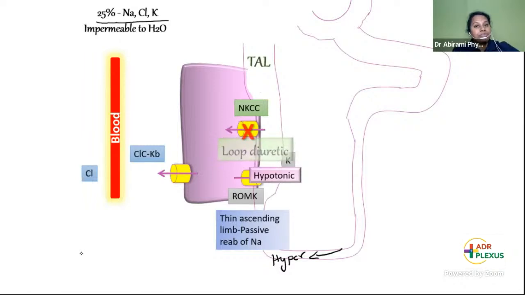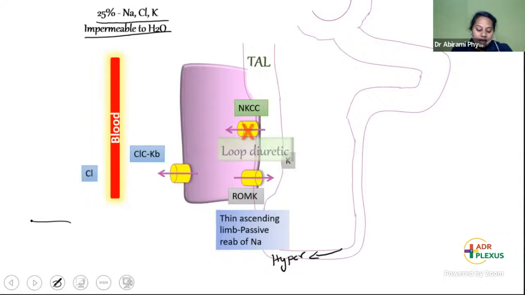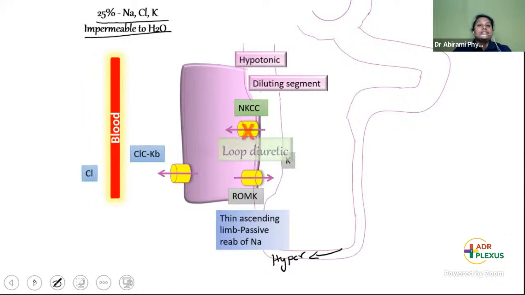What is the tonicity of the fluid which leaves this portion? Yes, can you think and answer? Will it be isotonic? Will it be hypertonic? Or will it be hypotonic? See, this part is impermeable to water. So water is not reabsorbed. Only salts are reabsorbed. So water stays back in the lumen. When water stays back in the lumen, what will happen to the tonicity? Yes, very good, all of you. It is hypotonic because water stays back in the lumen, making the fluid dilute. So it's called hypotonic. And that is why the TAL segment is called the diluting segment of the kidney.